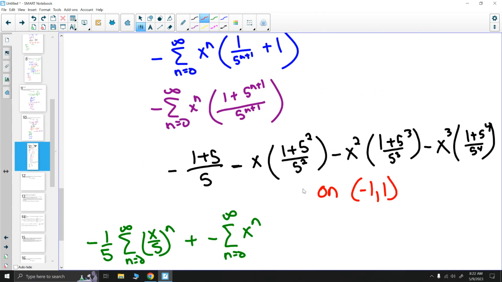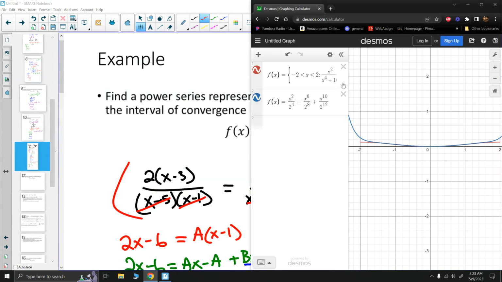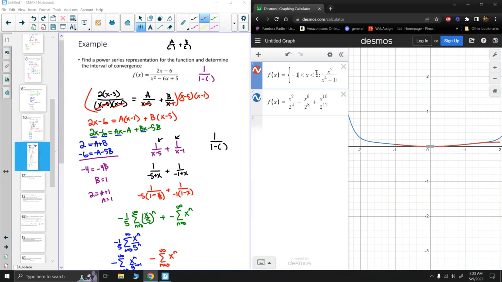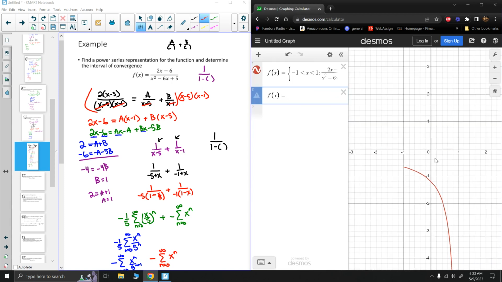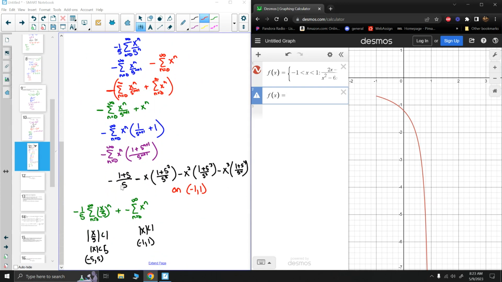So let's take a look at this really quick and see if we are getting there. Because again, this one might make you wonder, are we sure about that? So first of all, our interval is from negative 1 to 1. We would have 2x minus 6 over x squared minus 6x plus 5. All right, so we are trying to match this thing with our power series that we just wrote. So let's take a look at it.